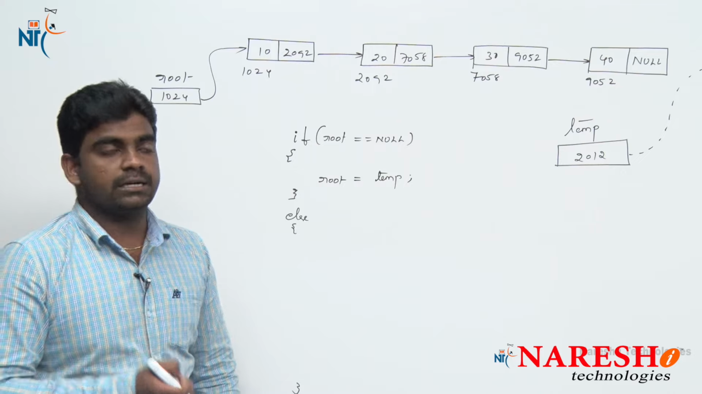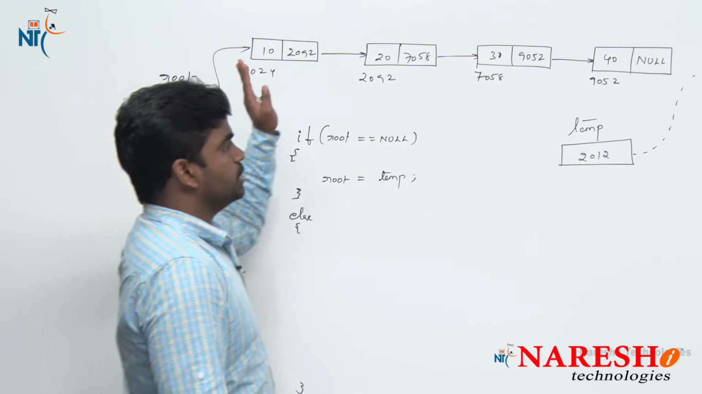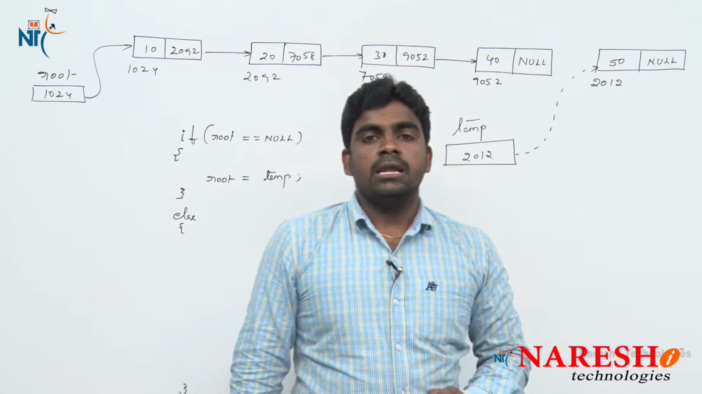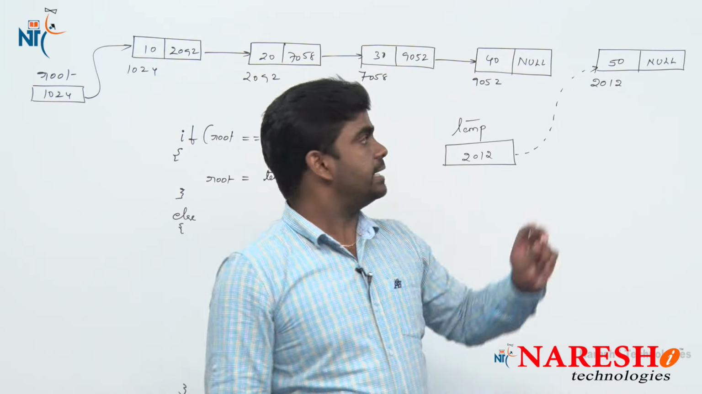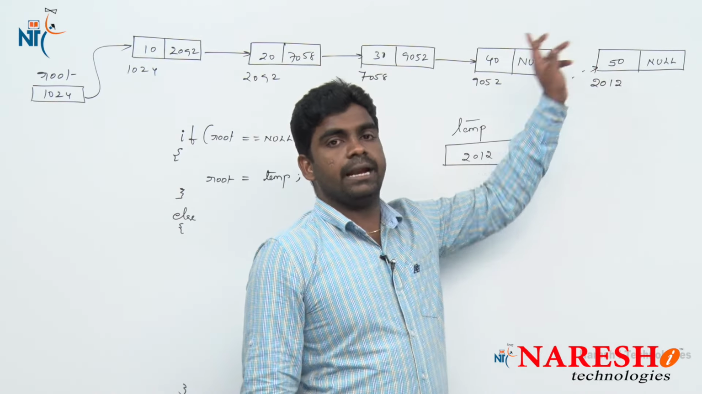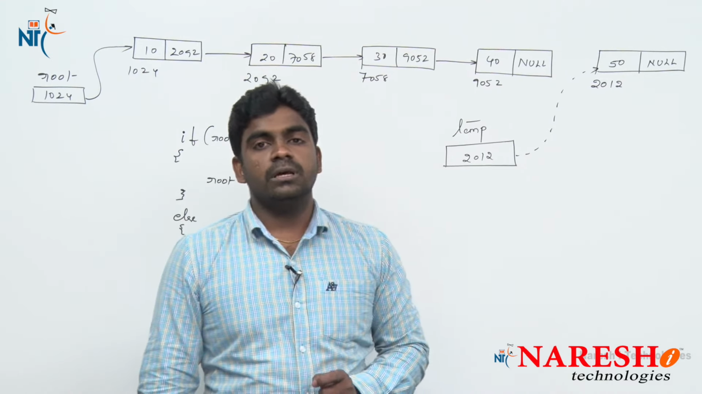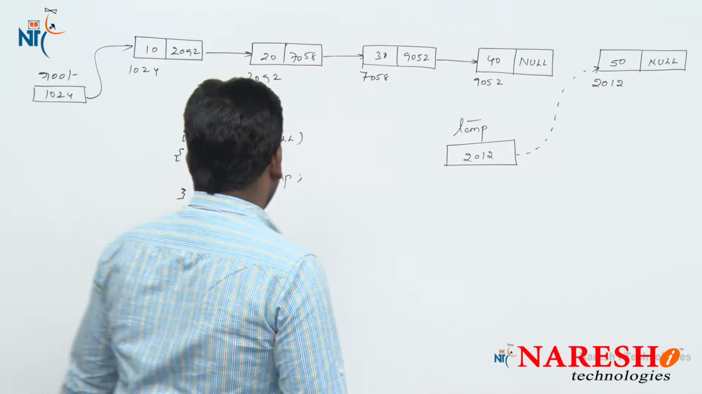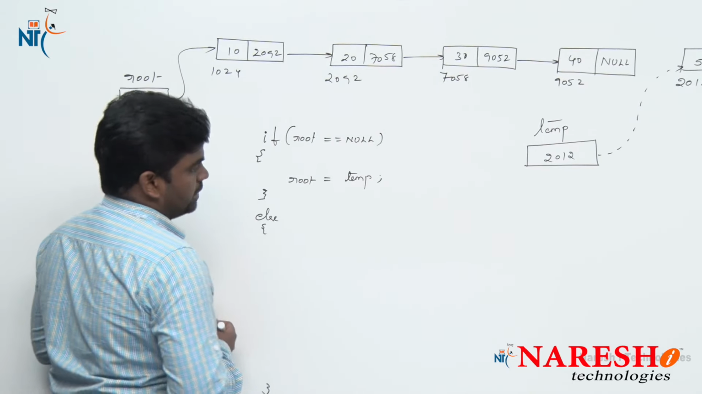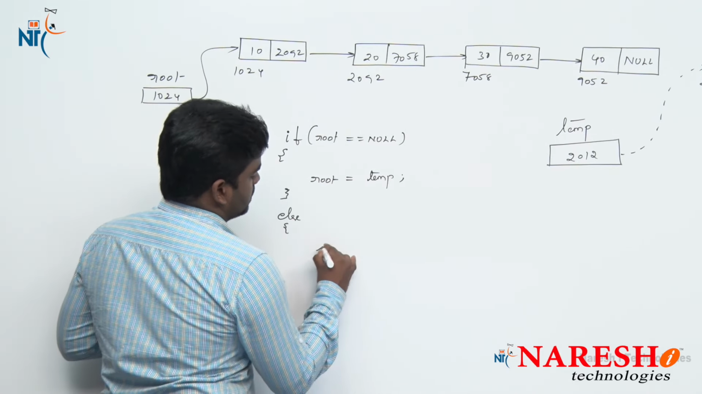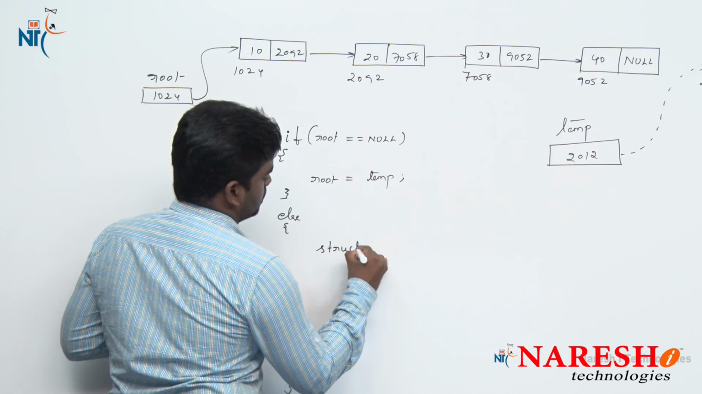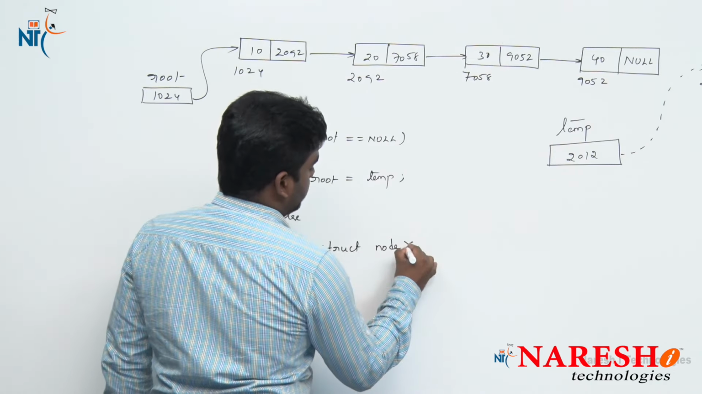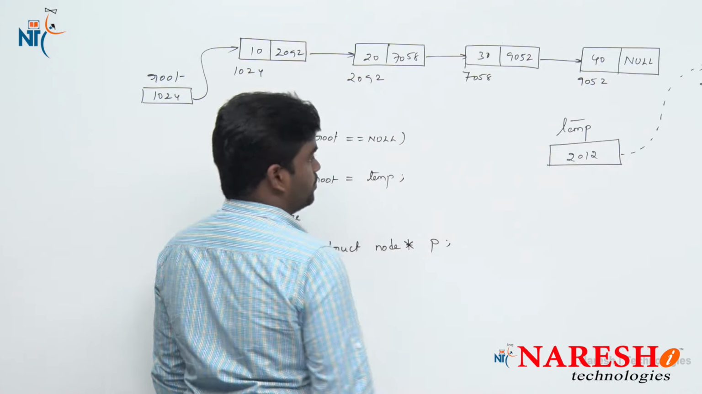So we have to connect. Sir, how to connect? First, you have to travel from the first location to the last location, because the newly connected element you have to insert at the end. Sir, how can we connect? Observe here. We are declaring one more temporary variable. Here it is, struct node pointer, for example P.